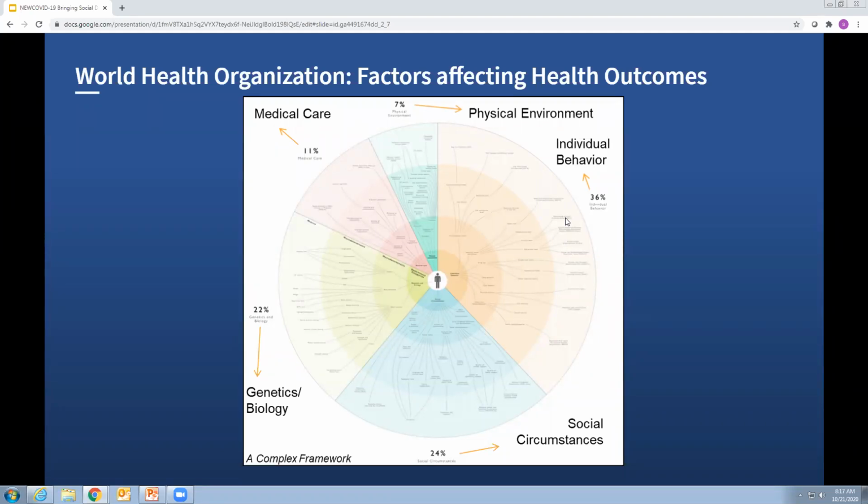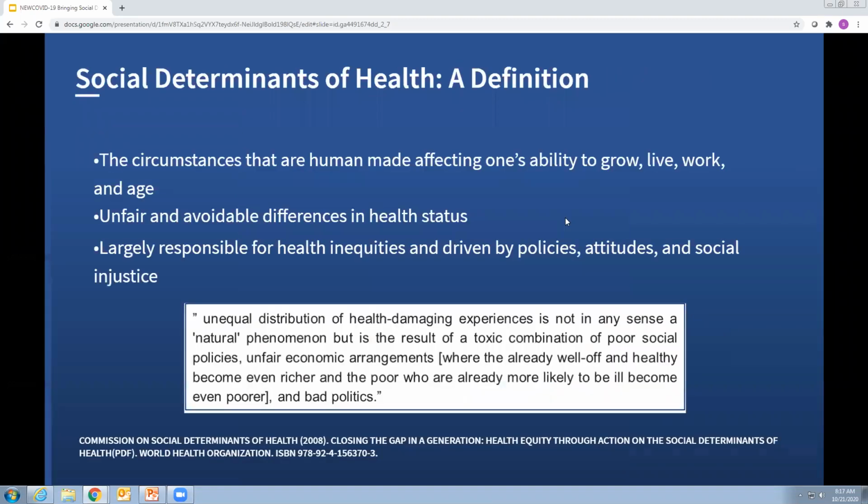Social circumstances, were you ever incarcerated, all those kinds of things, what kind of schools you went to, those all affect the way that you, your health and your health outcomes. So I'll just go through the actual definition of social determinants of health.